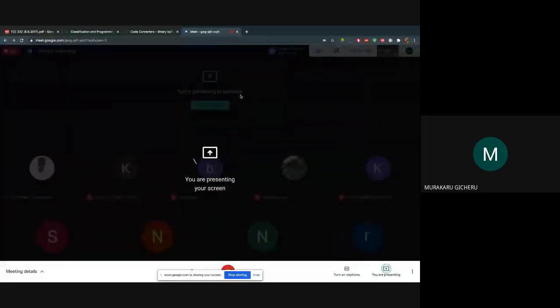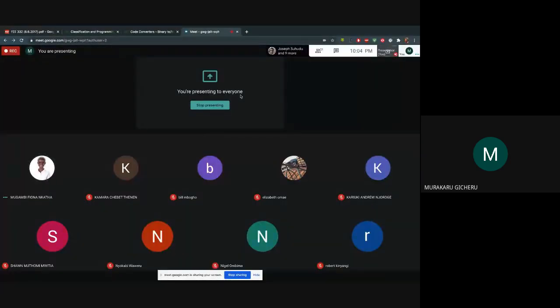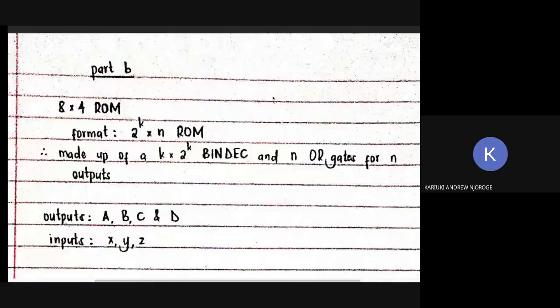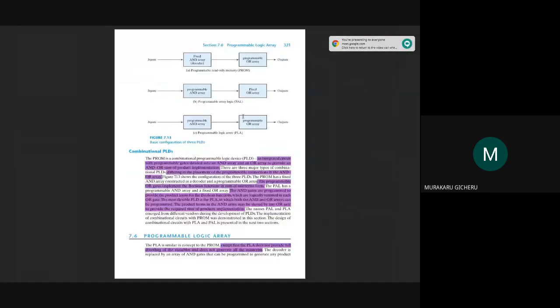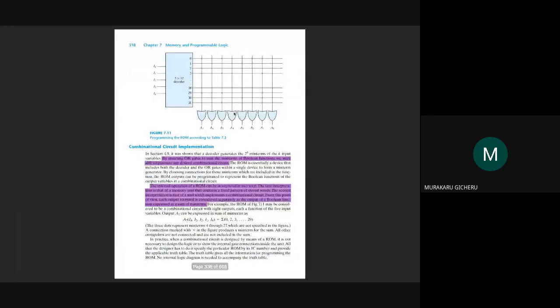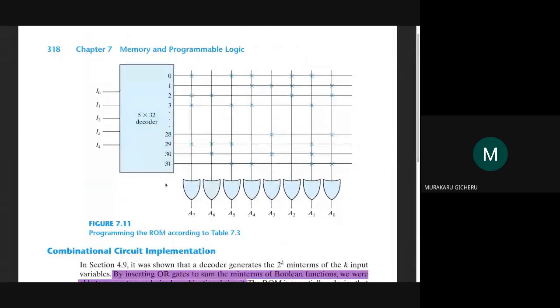Is my screen visible? Okay, so let me just zoom this out. For example, here, if you look at such a diagram, you see all these things that have been described as cross points, all these places where these lines intersect.